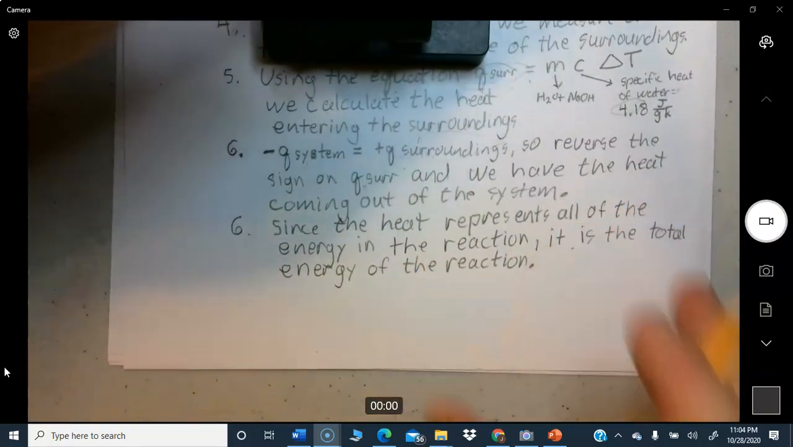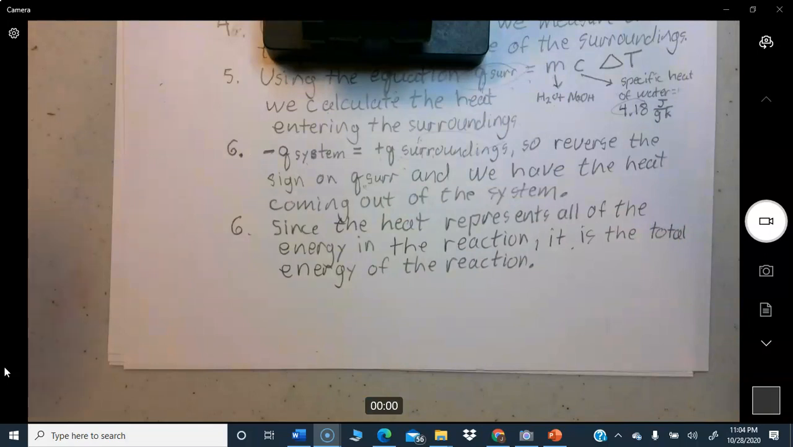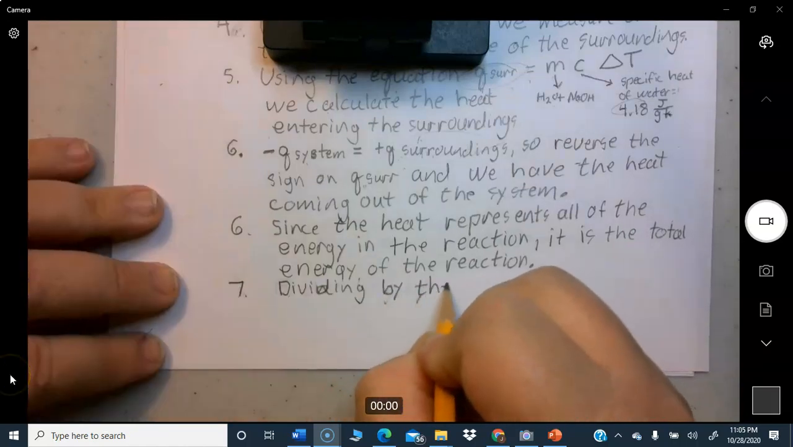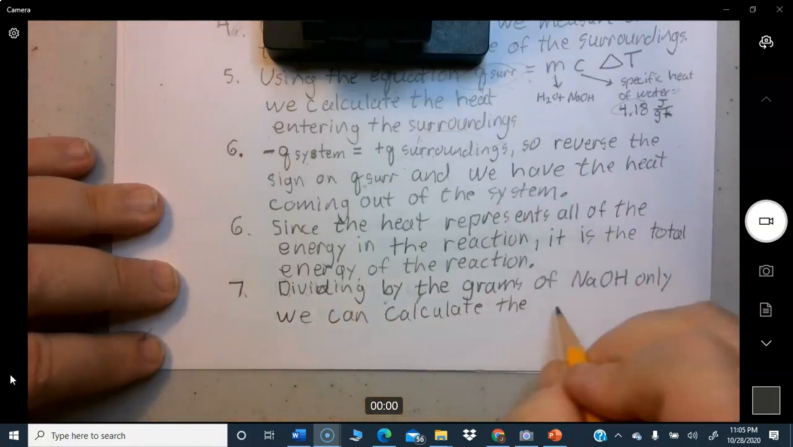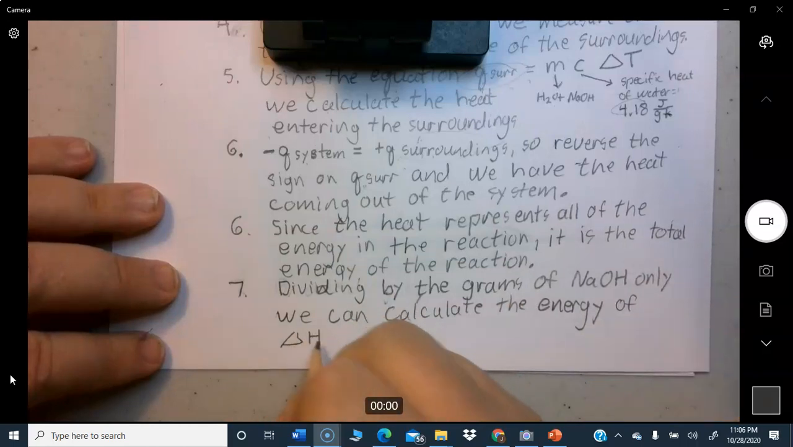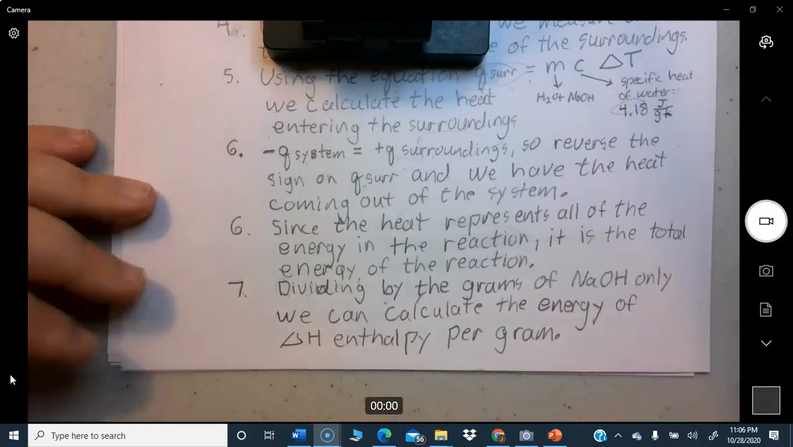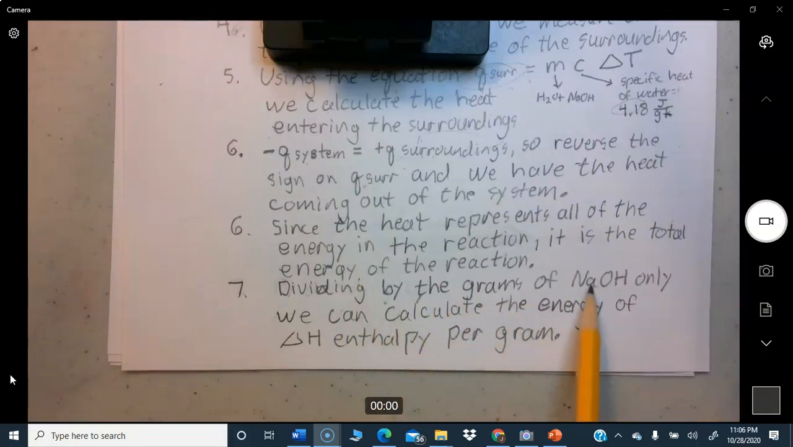Since the heat represents all of the energy in the reaction, there's no other form of energy, there's no light energy, there's no work being done, then that is the total energy of the reaction. So dividing by the grams of NaOH only, not NaOH in water, because all the energy is coming out of the NaOH. The water is just there to dissolve it. None of the energy comes out of the water. So all the energy we got from this reaction comes from NaOH.